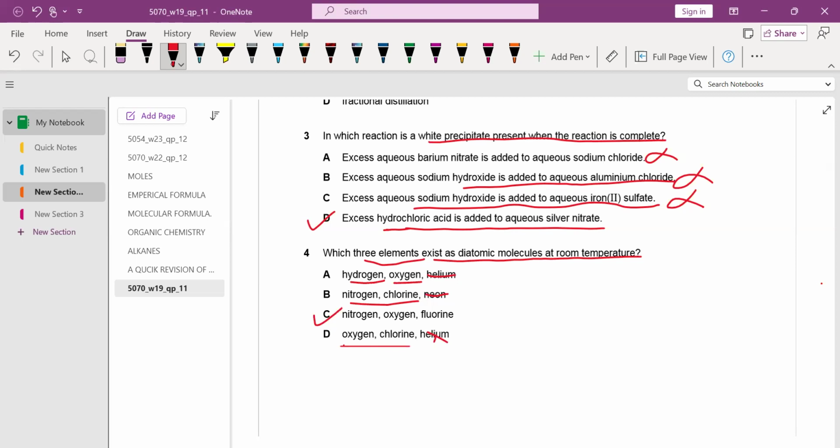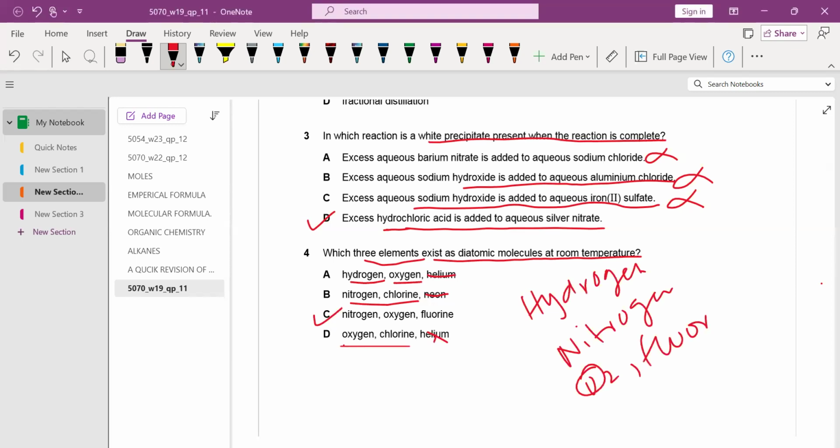So there are 5 elements at RTP that exist in diatomic form, and you need to memorize these 5 elements. First is hydrogen. Second is nitrogen. Then you have oxygen. Then fluorine and chlorine. So these are the 5 elements that exist in diatomic form at RTP.